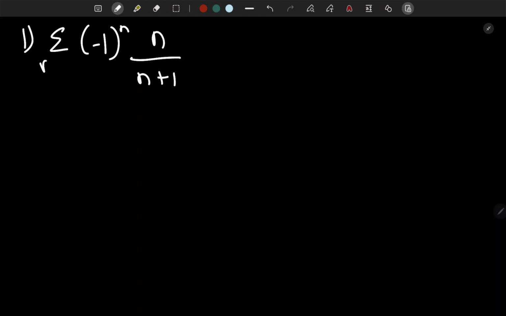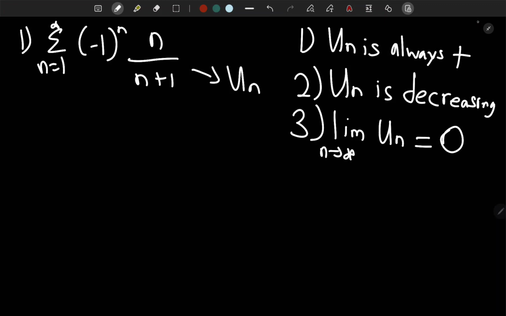So in our first example, we have the series of negative 1 to the power of n multiplied by n over n plus 1, and n here is equal to 1 all the way to infinity. So first of all, identify what is your u of n, which is going to be this part. So let's write u of n here, and let's check the three conditions. Let me paste the three conditions next to the question, so that it's easier to look at. So these are the three conditions.